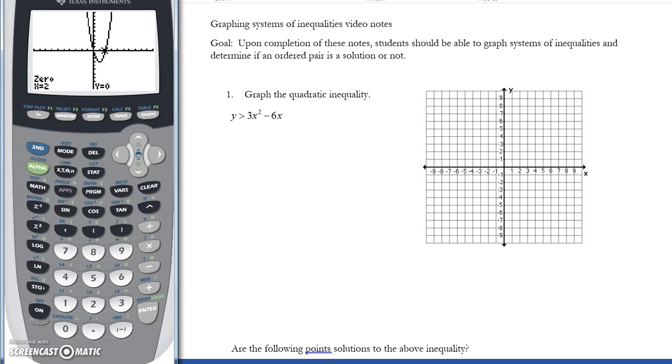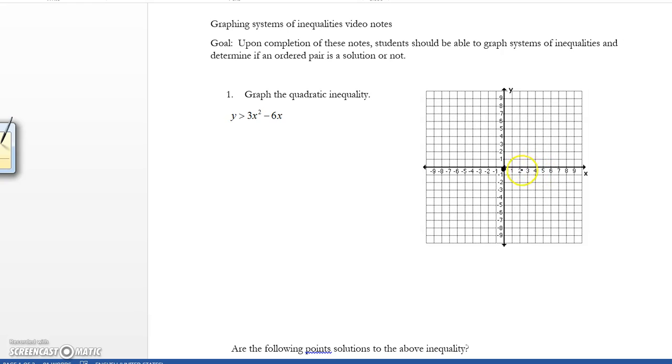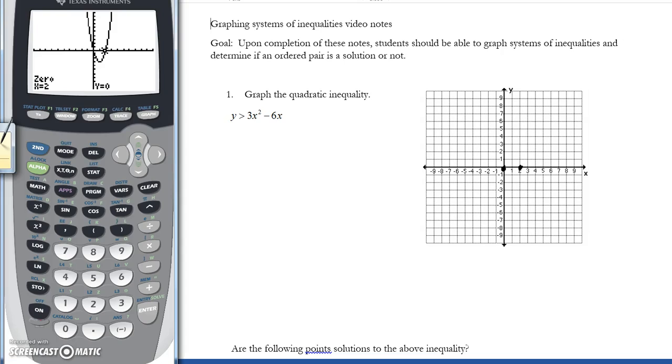I'm going to go ahead and plot those on our graph. So 0, 0 and 2, 0. And then we want to find our vertex. So we'll go back to our graph. And if the graph is opening up, we should expect our vertex to be a minimum.